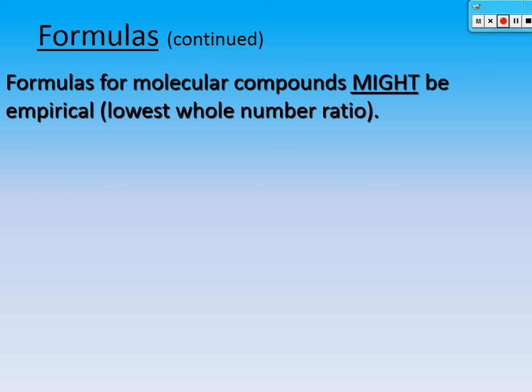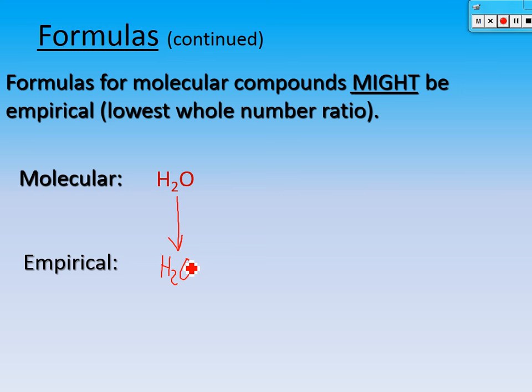Formulas for molecular compounds, they might be empirical. They might be already, but sometimes they're not. So let's go through some examples, okay? Water. What is the empirical formula for water going to be? It's still going to be H2O. Why? You can't reduce it. The 1 for the oxygen is already as low as it can go. So it's still H2O.